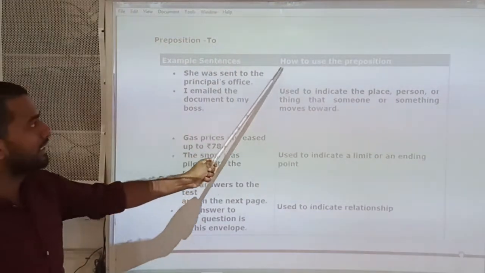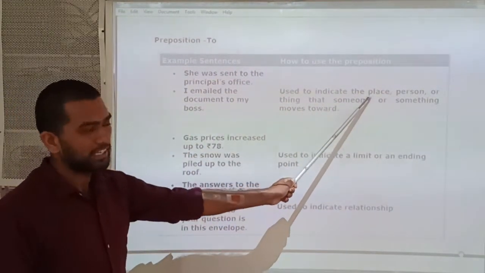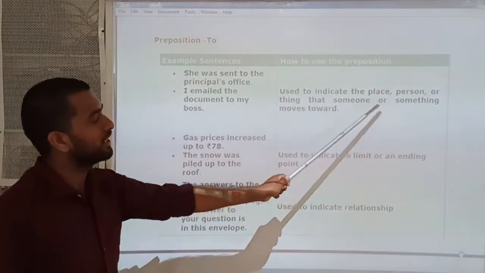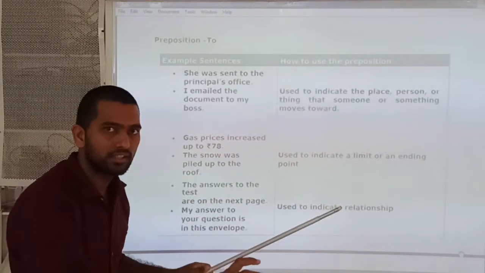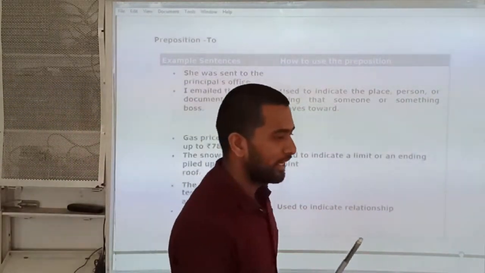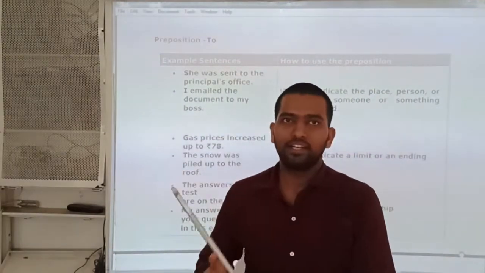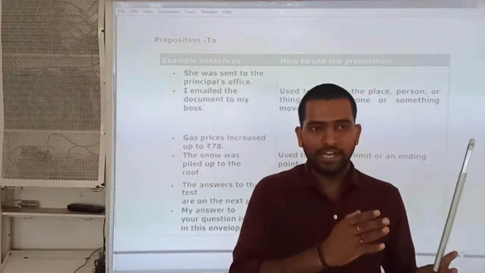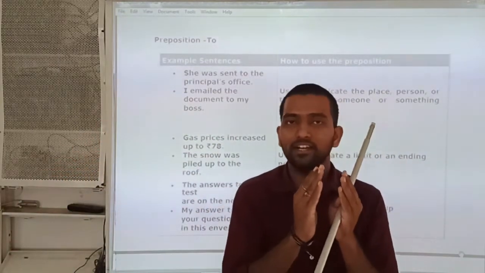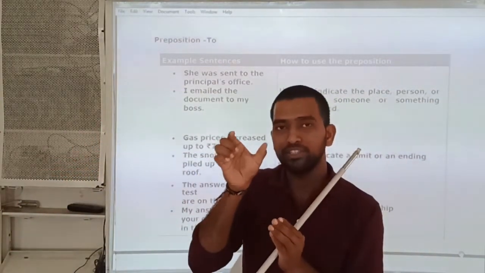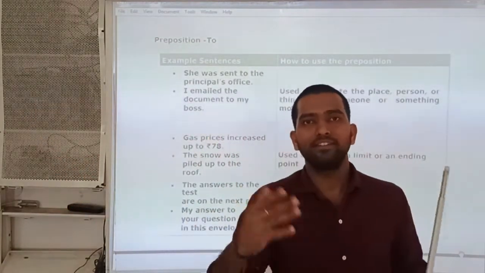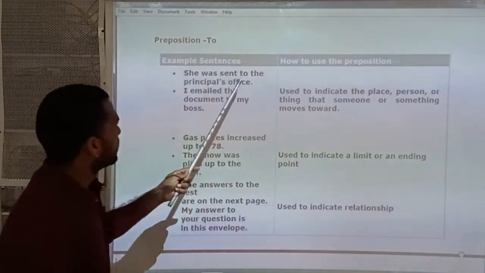Preposition to is used to indicate the place, person or thing that someone or something moves towards. Everyone knows this. For example, I will say one example: I am going to. Here after going, to is a preposition which refers to movement, to somewhere, Jaipur or something like this.